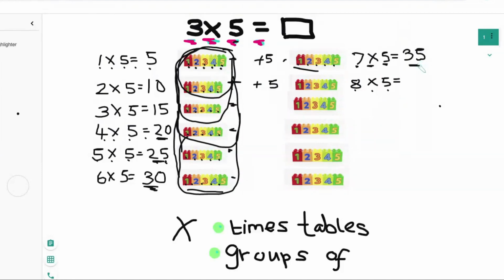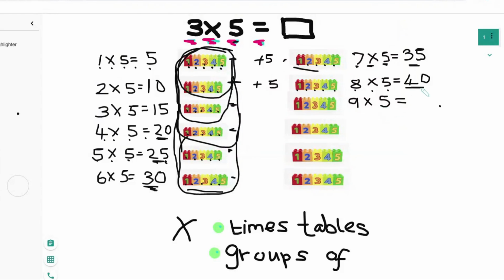So we're going to go from 35, 36, 37, 38, 39, and 40. Absolutely brilliant. Let's write in number 40. There we go. Now, we're almost there. We're on 9 groups of 5. Without us counting, can you guess what 9 groups of 5 is?